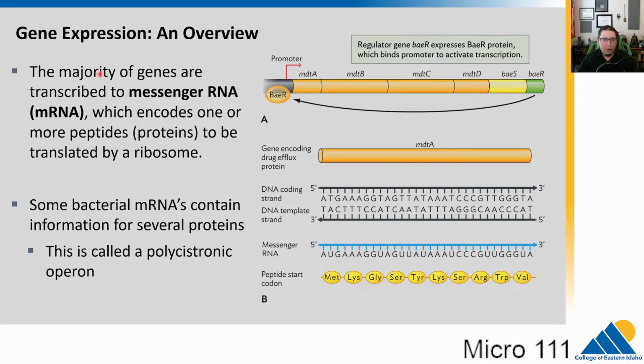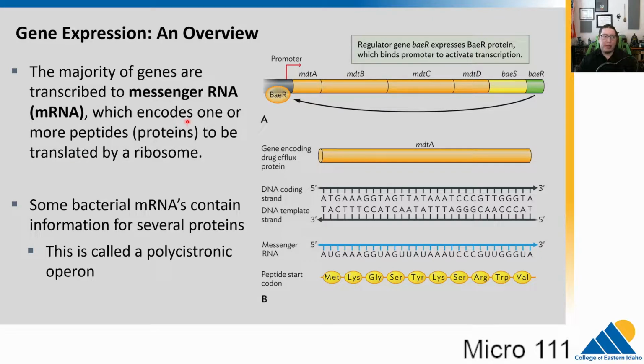All right, so here's kind of the overview of gene expression, the process of turning a gene on, which ends up making a protein at the end. The majority, and I say the majority because there are exceptions, of course, in biology. The majority of genes get transcribed into messenger RNA, which carries the information that codes for a protein. That protein is made by the ribosome, so the mRNA message is translated by a ribosome.